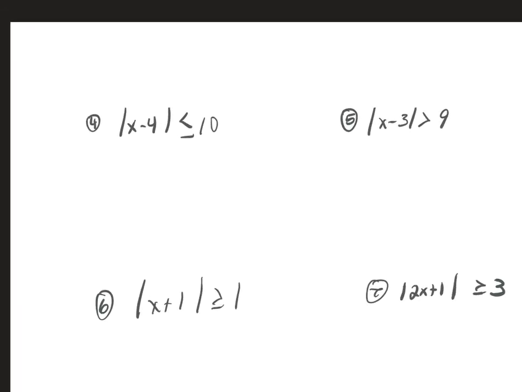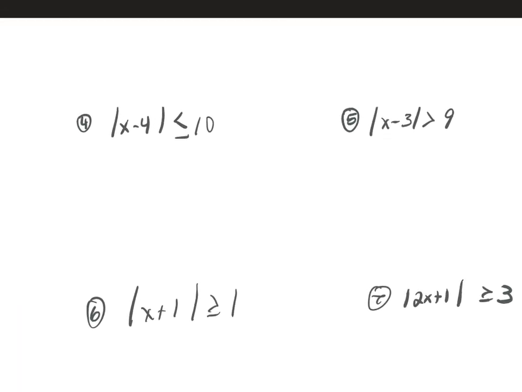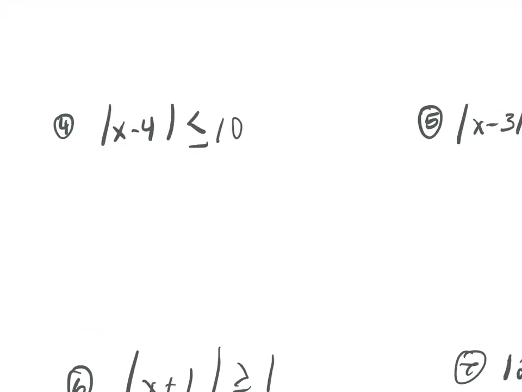For your next example, you have the absolute value of x minus 4 is less than or equal to 10. It is possible for the absolute value of something to be less than or equal to 10. So we're going to separate this into x minus 4 is greater than or equal to negative 10, and x minus 4 is less than or equal to positive 10. We add that 4 to both sides for both of these.